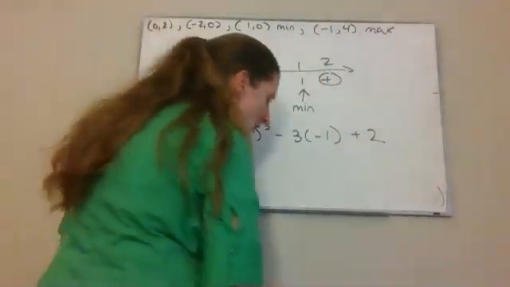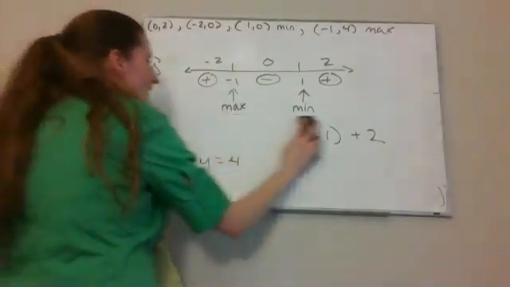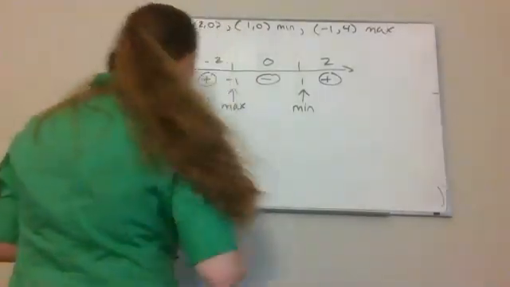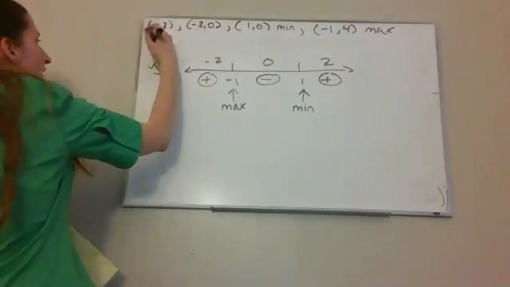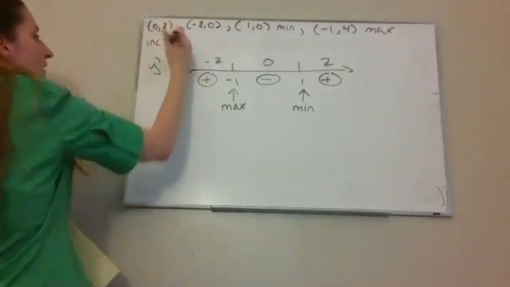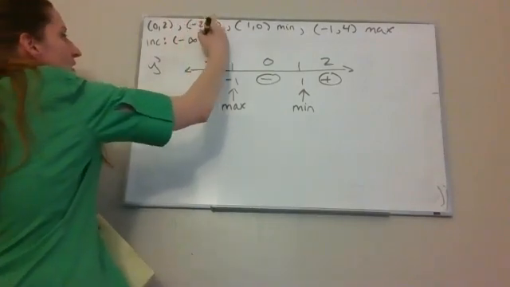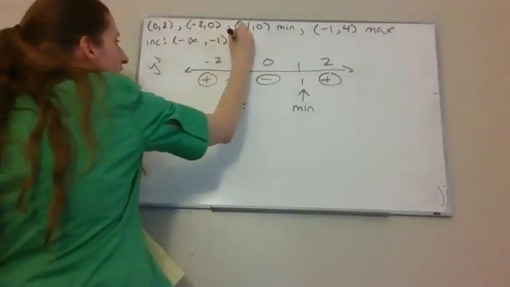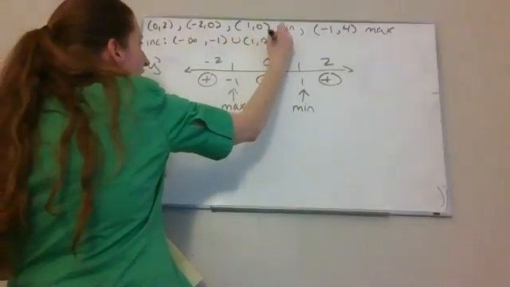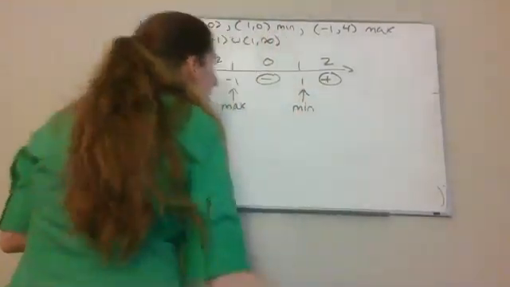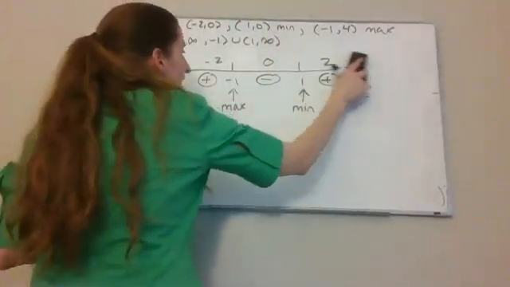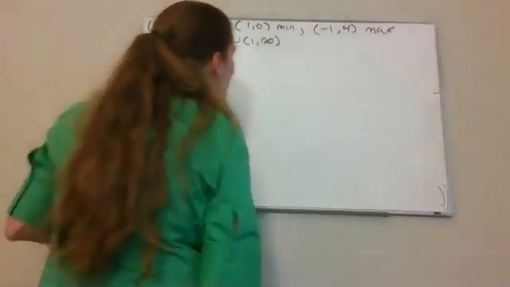And let's write down where this function is increasing or decreasing. We are increasing from -infinity to -1, and again from 1 to infinity. And we're decreasing between -1 and 1.